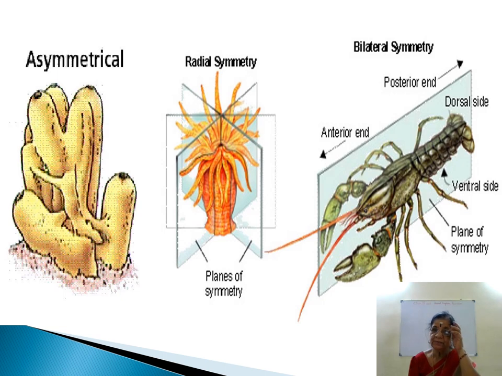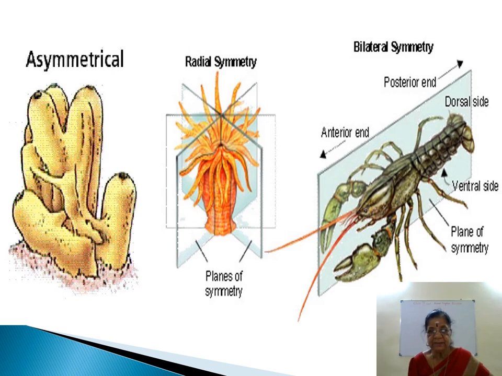And then the given figure is for symmetry. First is asymmetrical, for example sponges. Second one, radial symmetry, example Hydra, where the animal can be cut at any plane to get two equal halves. Then third one is bilateral symmetry, where the animal has to be cut only at a definite plane.